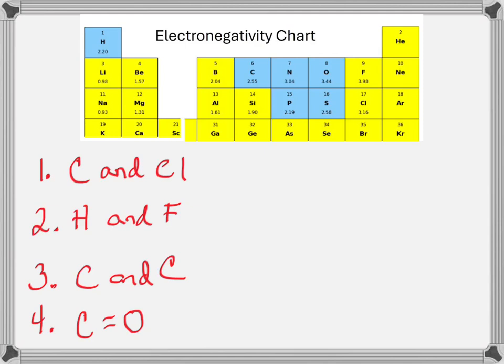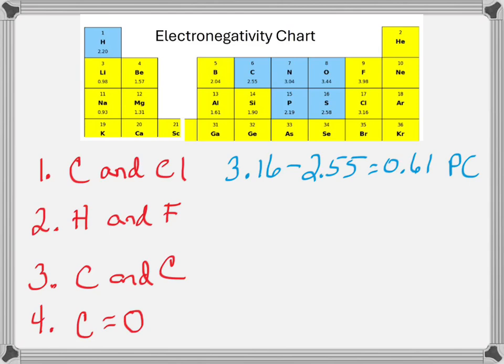So for carbon and chlorine, chlorine is a 3.16. I'm going to subtract carbon, a 2.55. And again, it doesn't matter if this difference is negative or positive. That just depends on how you plugged it into your calculator. You're just looking for the absolute value. So I always just take the biggest number and subtract the smaller number from it. And when I subtract these two from each other, I get a 0.61. And that is a polar covalent bond. So I'll just put PC out here, polar covalent.